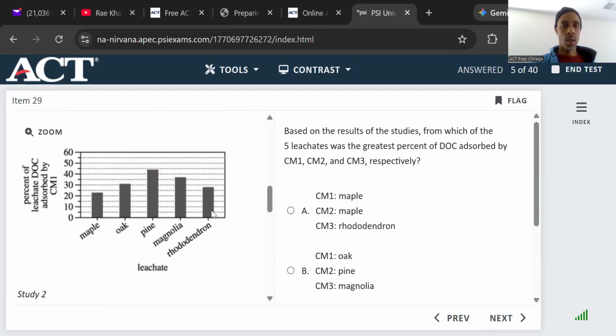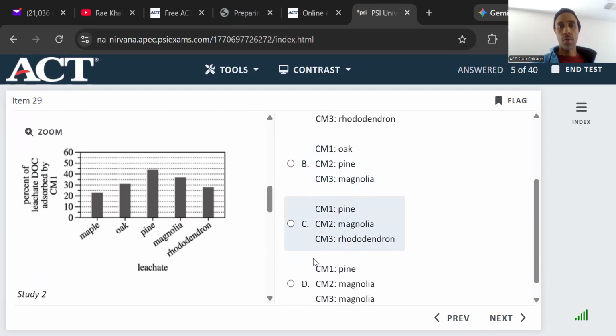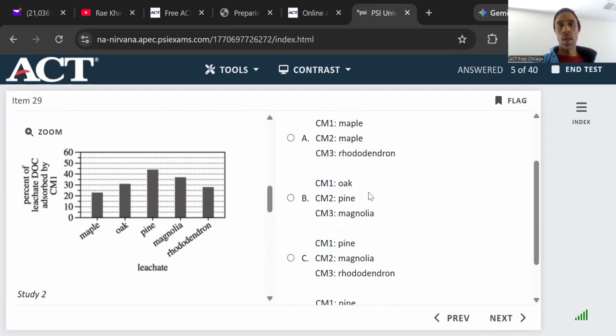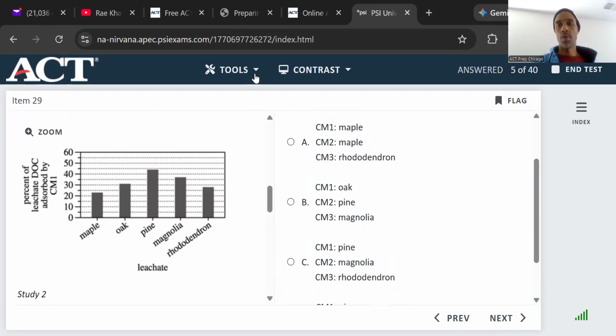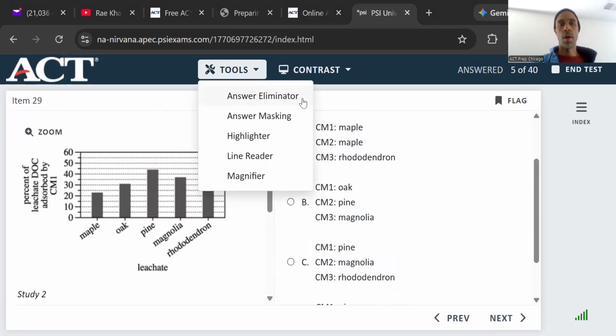So CM1, the greatest percent of Leachate DLC absorbed by CM1 was pine. You see that? CM1 there, that's pine, because that's almost 45%. So we know that CM1 was going to be pine, so it's either C or D. If we wanted to use our answer eliminator tool for our answer.